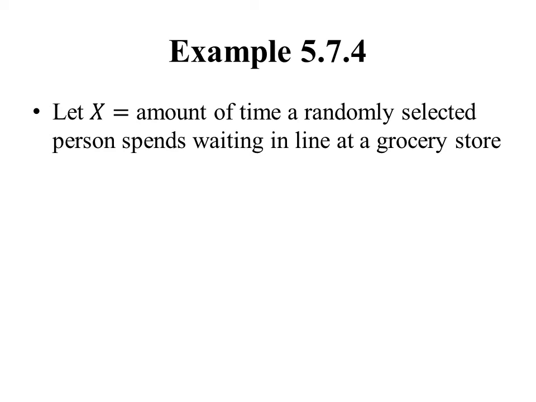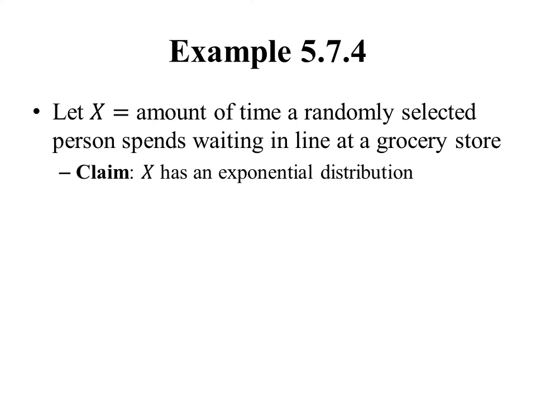In our next example, we're going to look at a continuous distribution. In the first example, we had a discrete distribution. With a continuous distribution, we can do the same basic steps, though. So let's let the random variable x denote the amount of time a randomly selected person spends waiting in line at a grocery store. And so the claim is that x has an exponential distribution. Remember back when we talked about exponential distribution, we often used it to describe waiting time or time between events. So this seems like a reasonable claim. So we're going to use some data and the chi-squared goodness of fit test to test this claim.